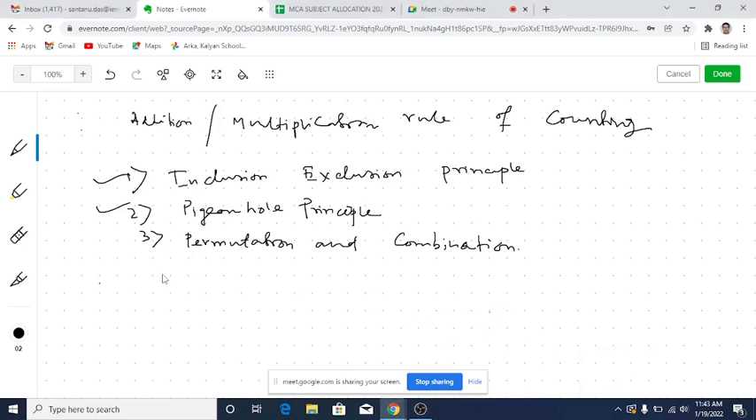Can anyone tell me what is the addition rule of counting? You don't need to say the definition, just roughly whatever you have understood. What was the addition rule of counting? None of you can remember.